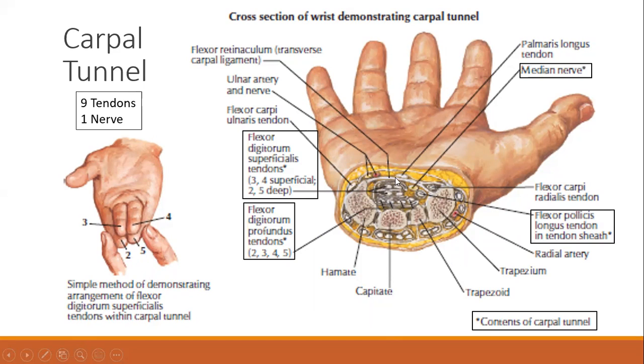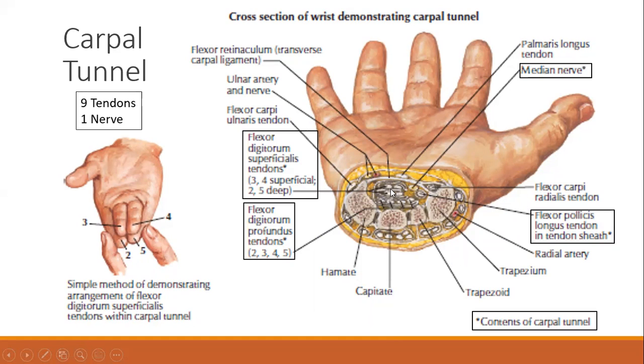Now, you will need to memorize the 9 tendons and the 1 nerve that pass through your carpal tunnel. And I want to make note now because some people get confused about this. The flexor carpi radialis tendon, this is not in the carpal tunnel. Your carpal tunnel goes from here over to here. So it's just this area inside here. So 9 tendons, 1 nerve.